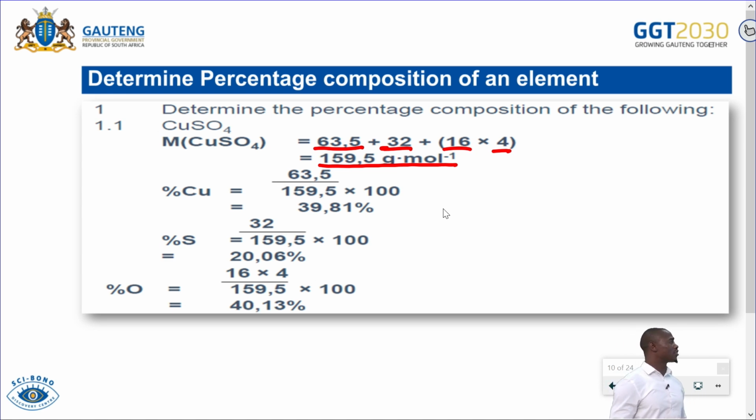Then from there we can calculate the percentage of each element in that compound, right? So what is the percentage of copper? It will be the molar mass of copper divided by the molar mass of copper sulfate, right?